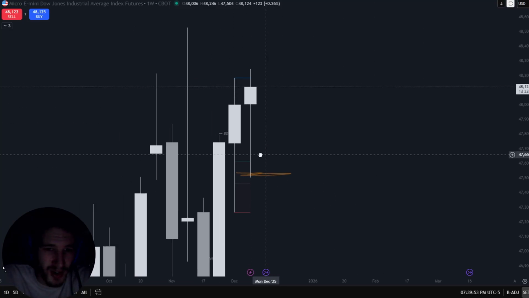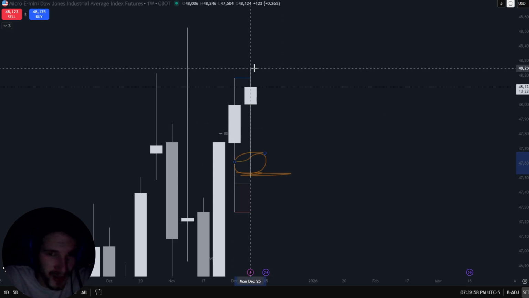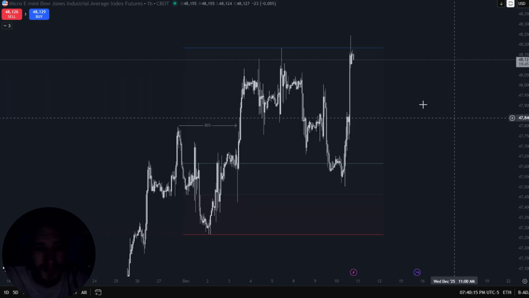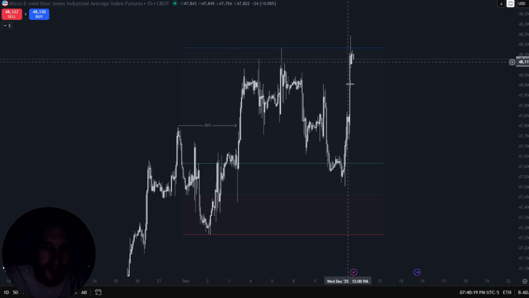As you can see, we come down into the 618, retrace, and then we flip that weekly candle for a beautiful take profit. And again, this is how it looks like on the 1 hour time frame. That's a weekly candle flip right there.